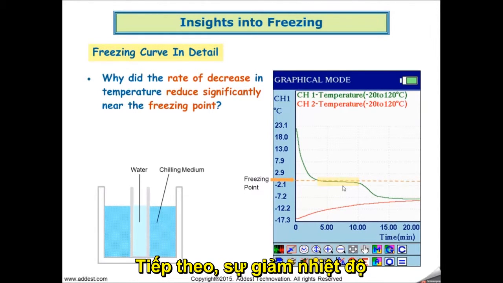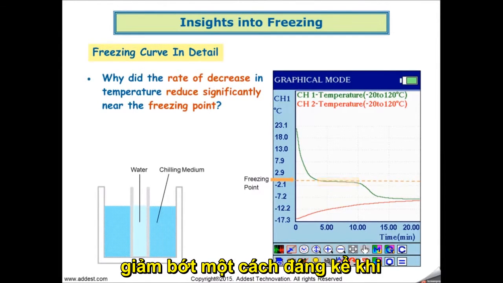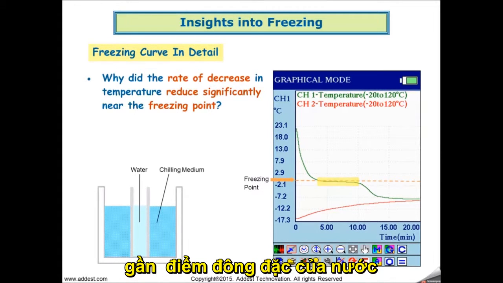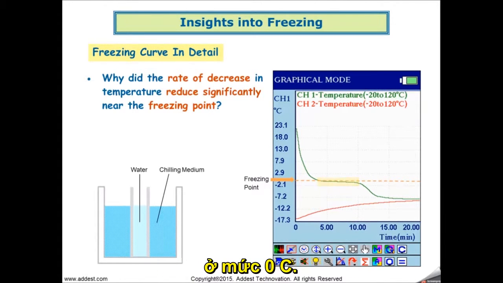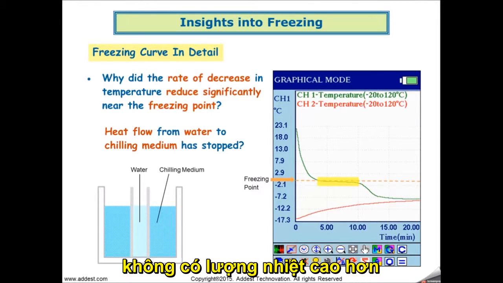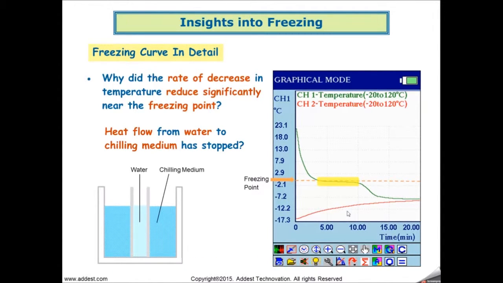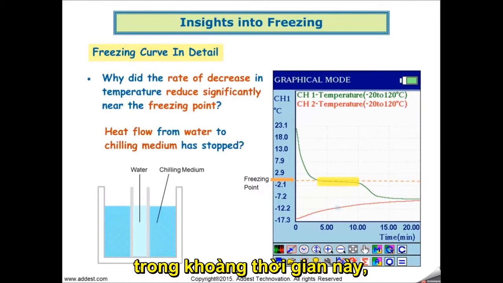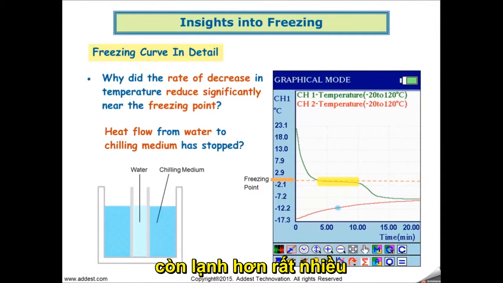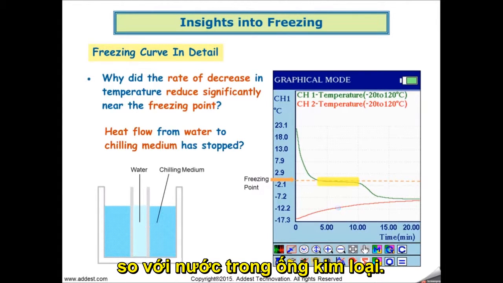Next, the rate of decrease in temperature reduced significantly near the freezing point of water at around 0 degrees Celsius. Why was that so? Was it because there was no more heat flow from the water to the chilling medium? Not really, because the chilling medium was close to -12 degrees Celsius during this time interval, still very much cooler than the water in the metal tube.